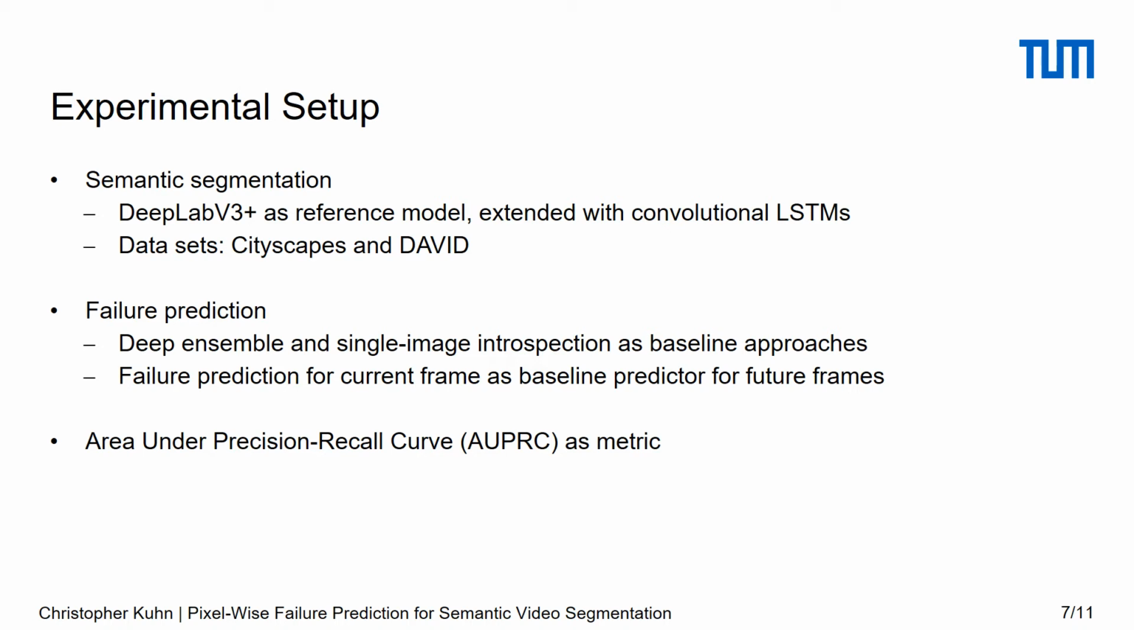Finally, as a metric to evaluate everything, we use the area under precision recall curve. This is a scalar metric that considers the class imbalance inherent to failure prediction, where most predictions are of course successful and only few errors in total can be predicted. And this way we can easily compare all models and all approaches using a scalar metric.